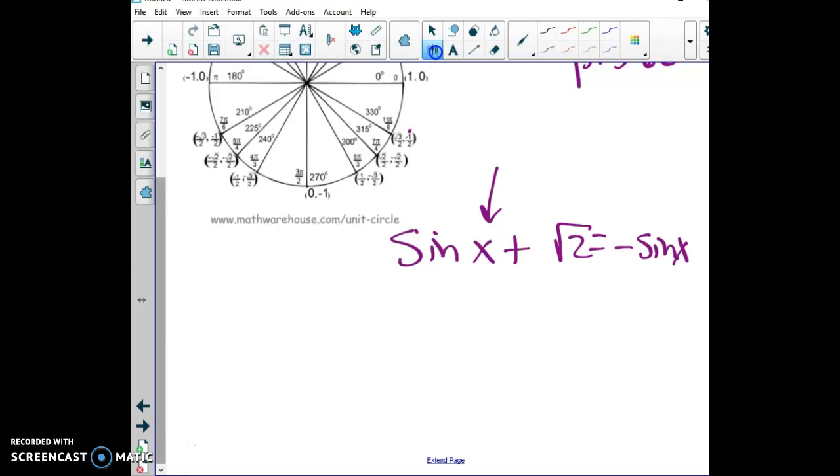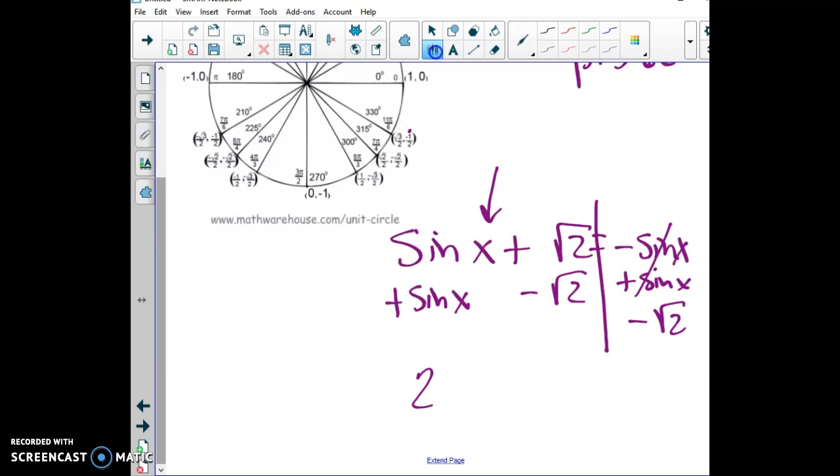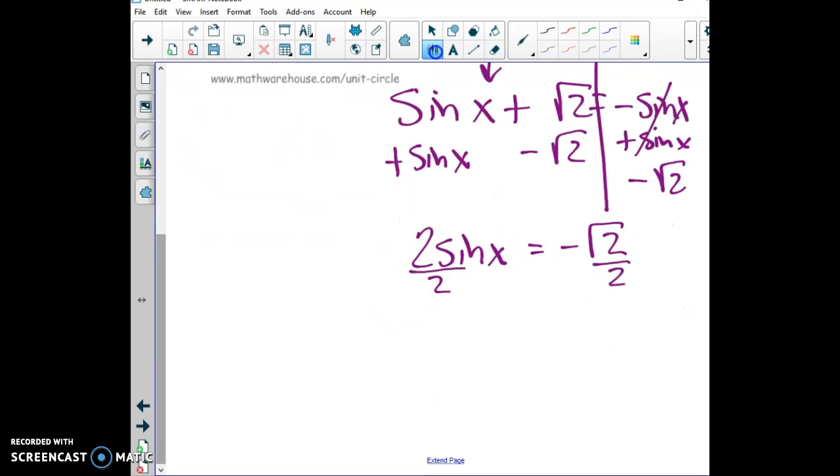Once again, we are going to add the sine of x to both sides, and we're going to subtract the square root of 2. So these guys canceled. Over here I get 2 sine of x. Twice the sine of some angle is equal to negative square root of 2. We want to get rid of that 2, so we're going to divide both sides. So we're looking for the angle where the sine is negative square root of 2 over 2. You guys should recognize this as 45 degrees.